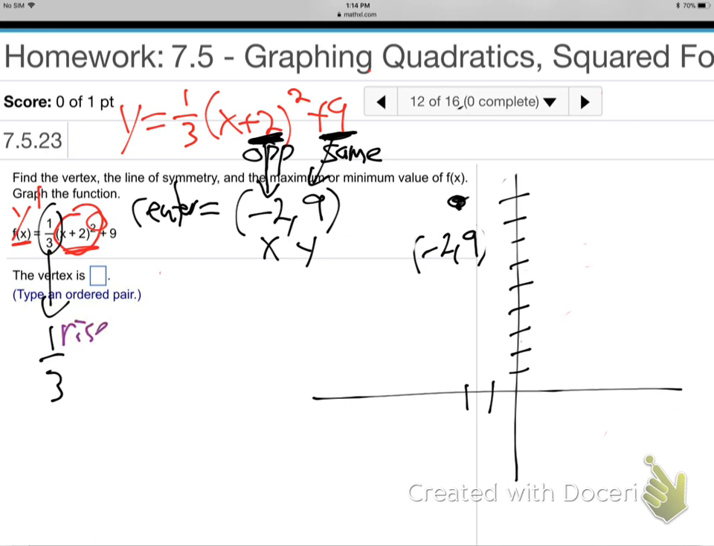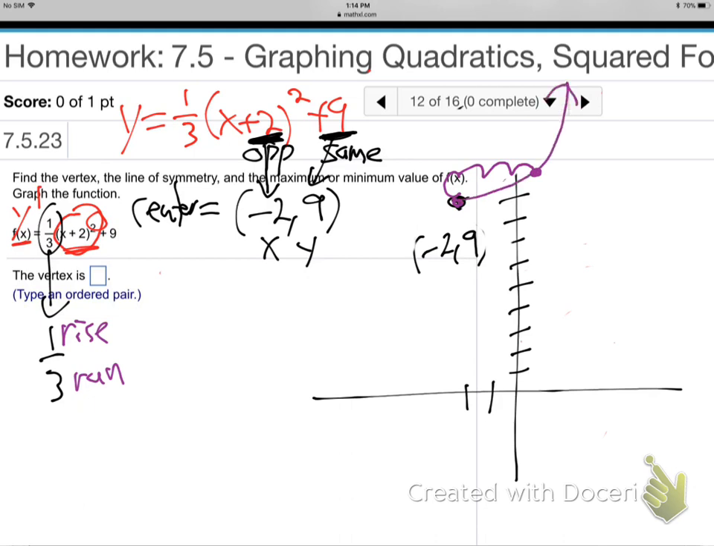This is your rise, and this is your run. Remember slope? Slopes are rise over run, aren't they? So in other words, from this center, if you go up 1, rise, over 3, 1, 2, 3, put a dot, that'll be a point on the graph. In other words, the graph will go like that.